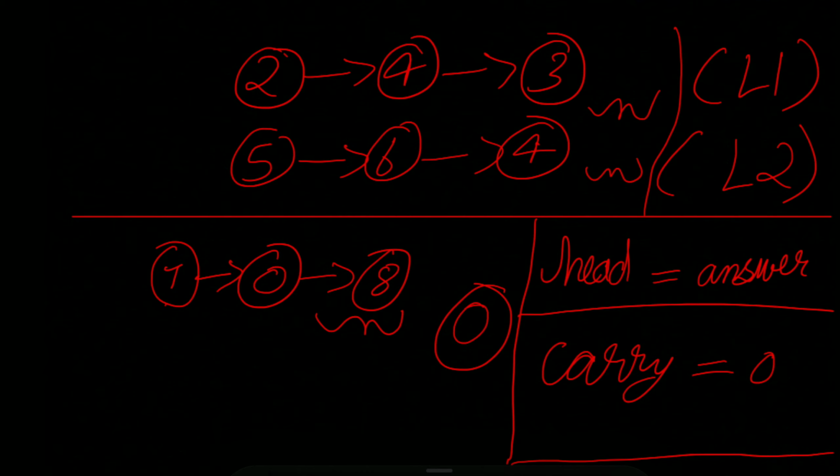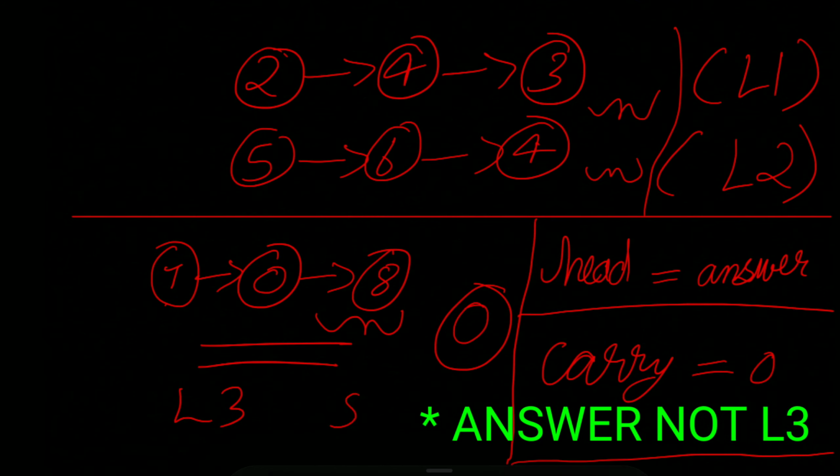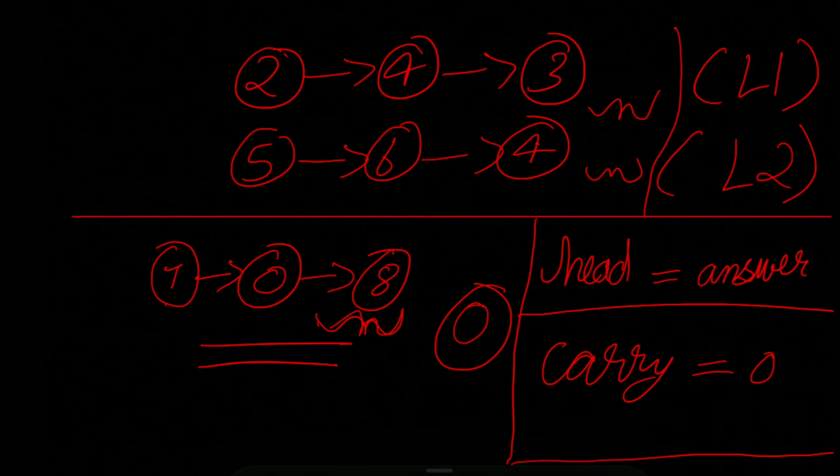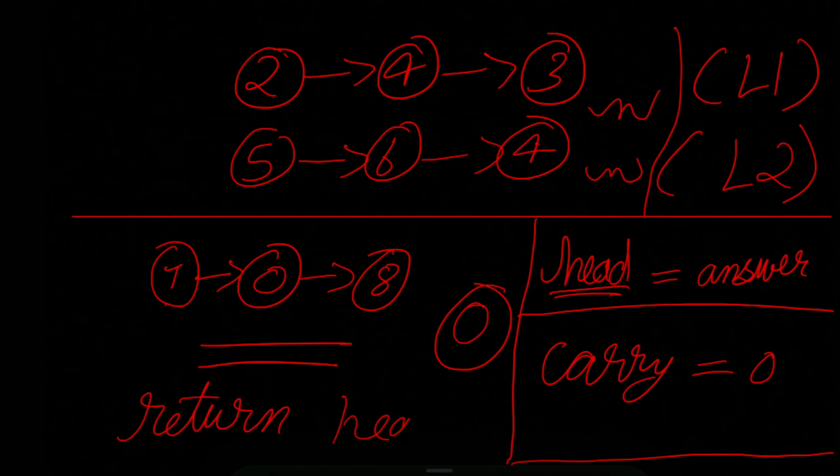Okay, so now we have to check if L1 or L2 or carry has any elements. No, it doesn't have any elements, which means we can break out of the loop. So this is our answer right here, right? Now what should we return as our answer? If we return L3 as our answer, we'll get only 8, because L3 stands for only 8, right? That is why we stored a value called head, which will have our entire answer inside it. So we can return head as the answer.